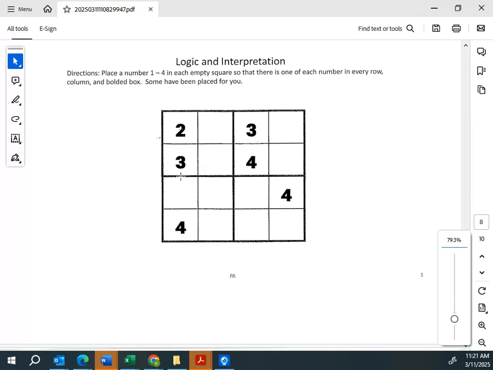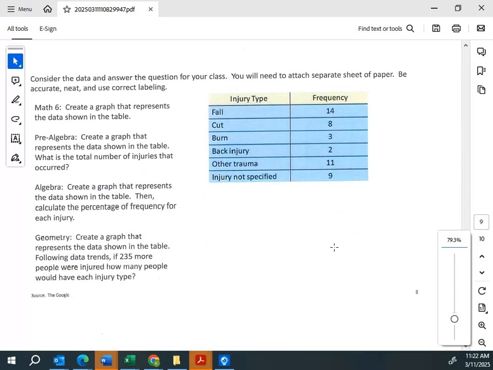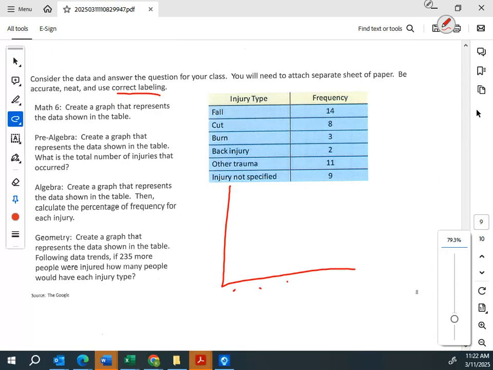Next page is our graph that we need to make. You can use the empty space down here. You can get a big sheet of paper and draw it on a big sheet of paper. Things to remember. You need to label. So if you're drawing your graph, you're writing what you're putting on the bottom. Numbers go up. What are those numbers? What are these things we put on the bottom? That's labeling it. So it's not just putting fall, cut, birth.